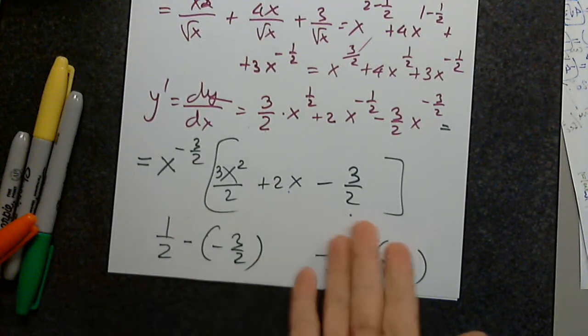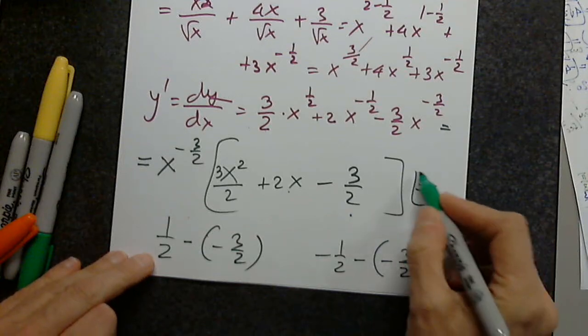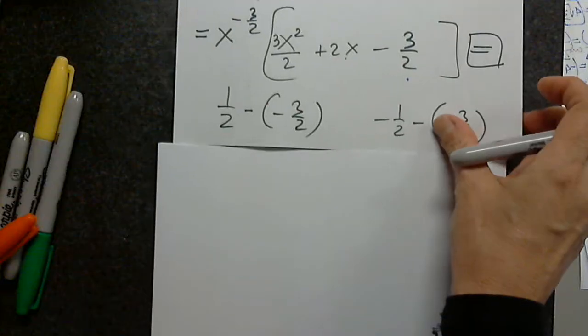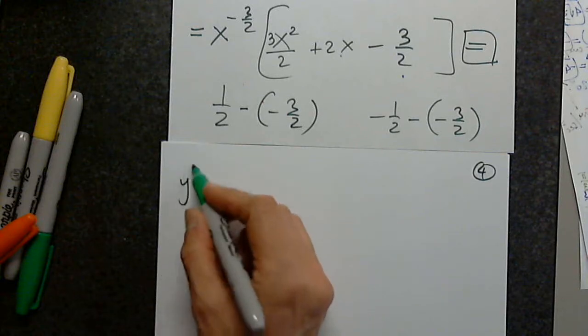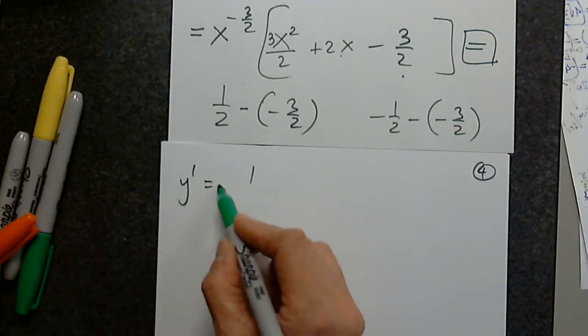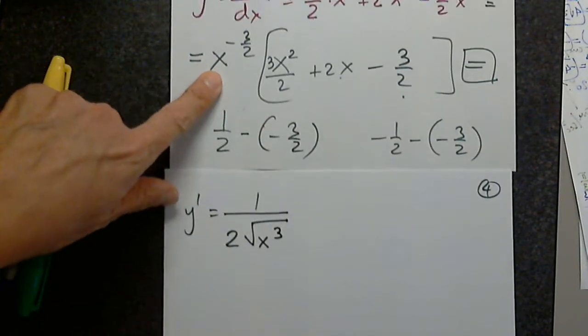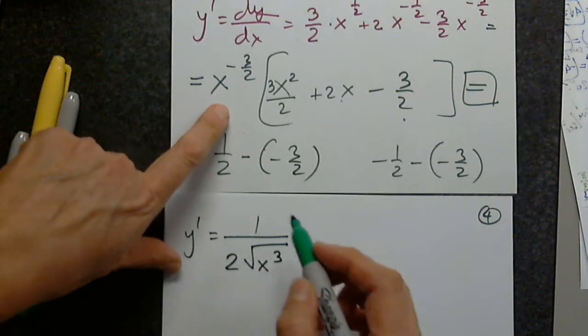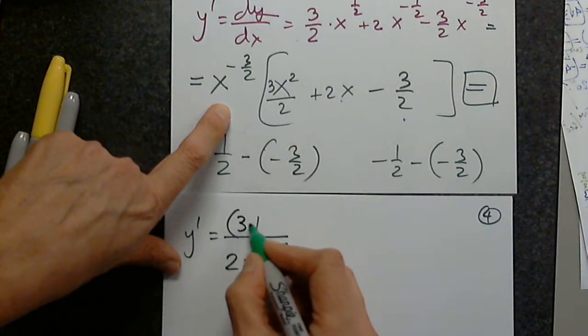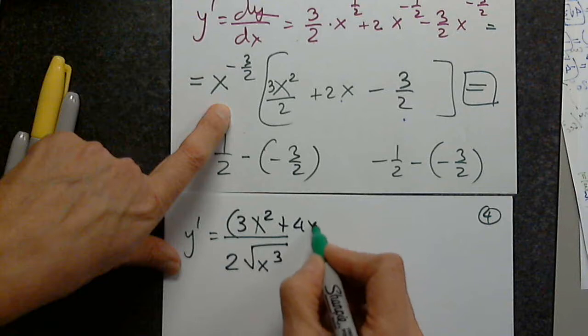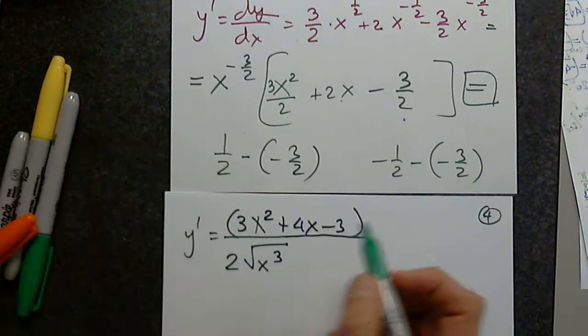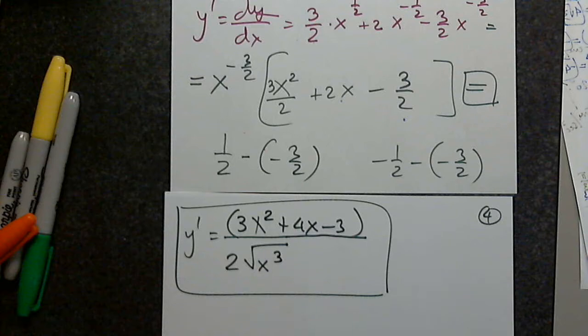Now I will find the least common denominator. Very good. So y prime is 1 over 2 times the square root of x cubed, and in parentheses, I can put at the top, 3x squared plus 4x minus 3. This should be the final answer. And you will see in chapter 4 why. I don't know how they presented it.